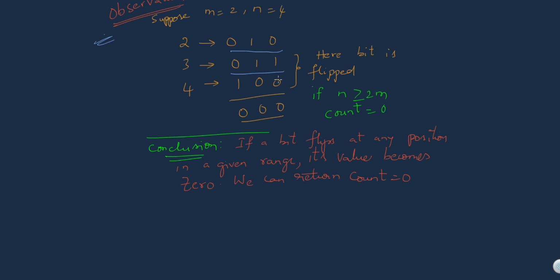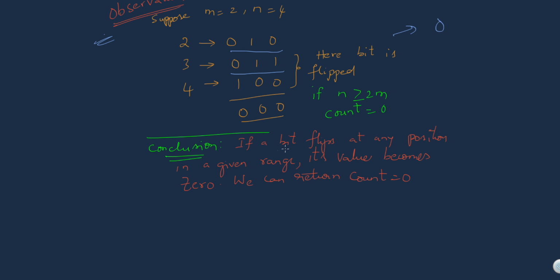If the bits are flipped, we can clearly see that 1 and 0 is 0, 1 and 0 is 0, and 0 and 1 again is 0. So here we can clearly conclude that if any bit is flipped, we will be getting 0.